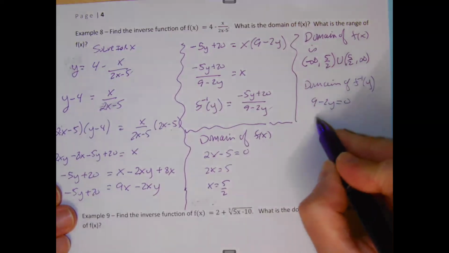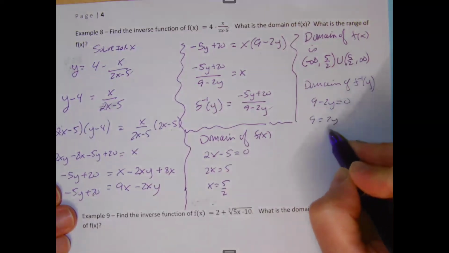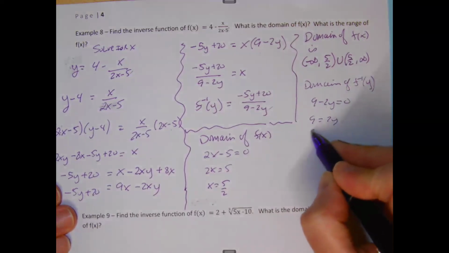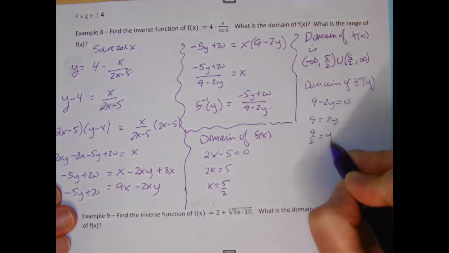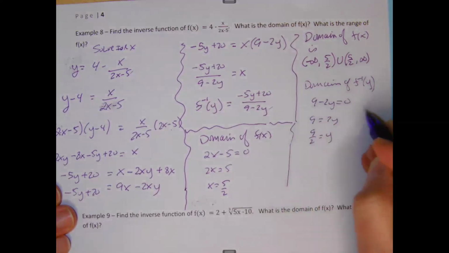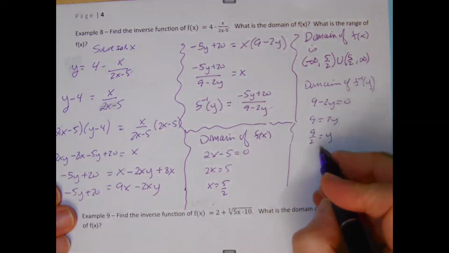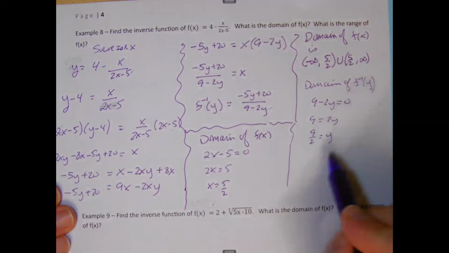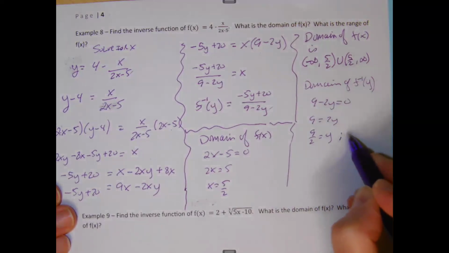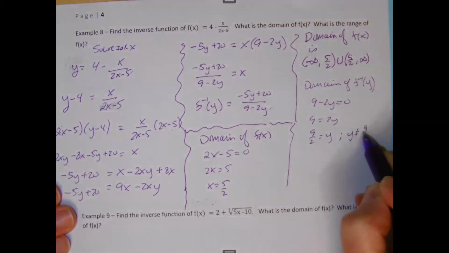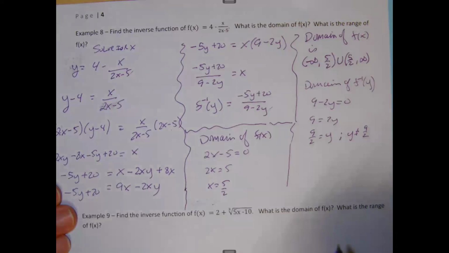Add 2y to both sides. Divide by 2. So it looks like a negative 1/2. So now that is the domain of f inverse, but that's not what I was after. Sorry, this is not the domain. This is the thing I cannot have. So what I found is y cannot equal -1/2, but everything else is good to go.